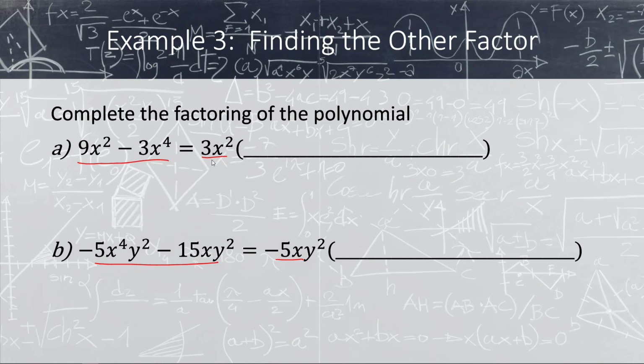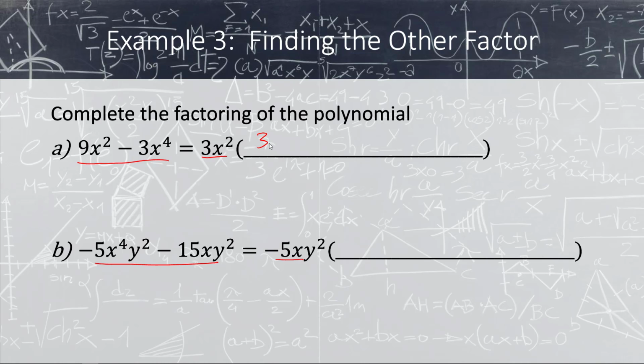Okay, so we need to find the other factor of 9x squared when the first one is 3x squared. And of course that would be 3, because 3x squared times 3 is 9x squared.